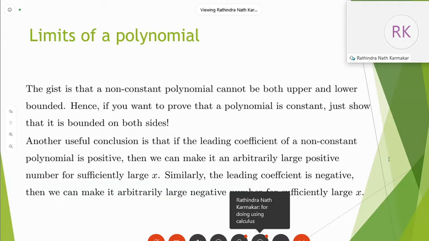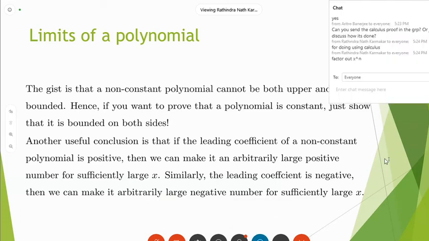Factor out the largest power. Factor out x power n. Then take limit as x tends to infinity and minus infinity. Basically what you will get is that x power n is the dominant term and the remaining terms all go to 0. And what matters is the leading coefficient and the degree. So that's the sketch of proof. And after this, if you actually have done limits, this should be easy for you.